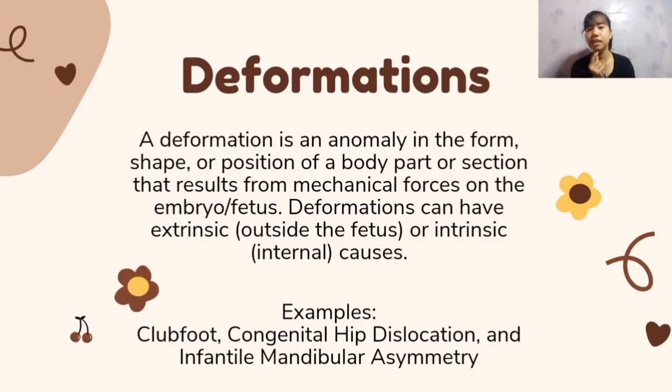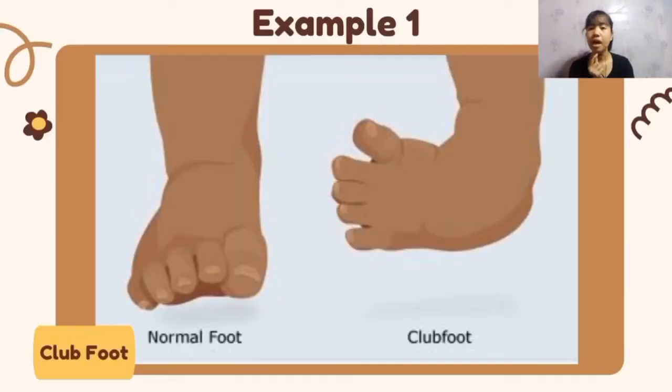Deformations can have extrinsic or intrinsic causes. Examples are clubfoot, congenital hip dislocation, and infantile mandibular asymmetry. Clubfoot is a congenital condition that causes a baby's foot to turn inward or downward. It can be mild or severe and occur in one or both feet.